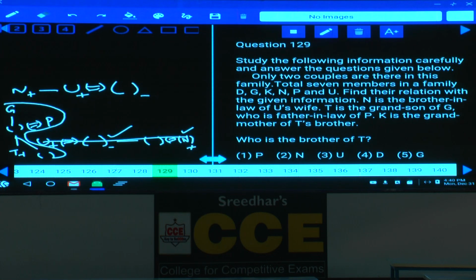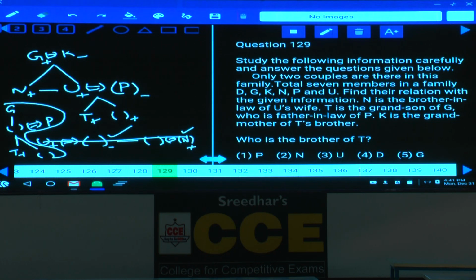In this possibility, in the 3rd generation we have 2 people. Who are those 2 people? One is T and another one is his brother. Then G is married to whom? G is married to K, the grandmother of T's brother. As K is the grandmother, K is a female, G is a male, and these 2 persons have 2 children, N and U. Then who is the person left over here? P is the person left over, and P is the daughter-in-law of G. G is the father-in-law of P.